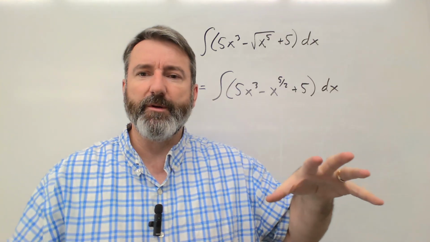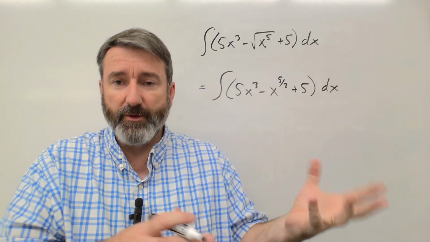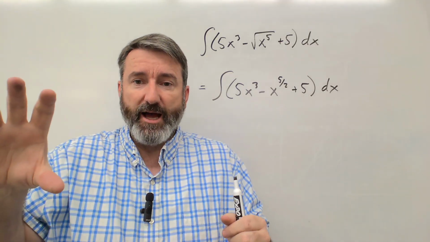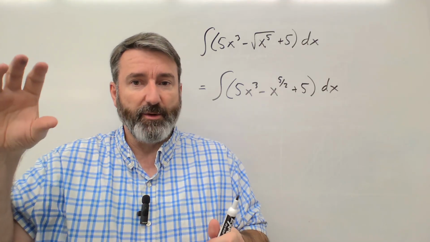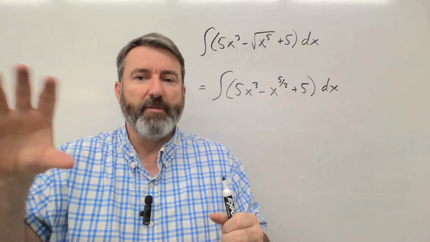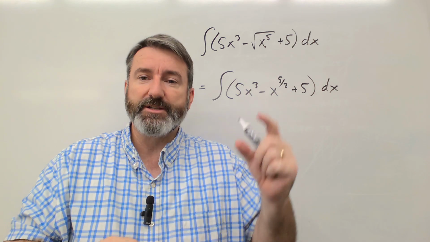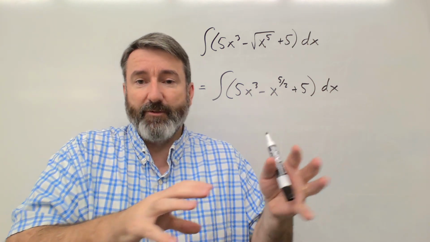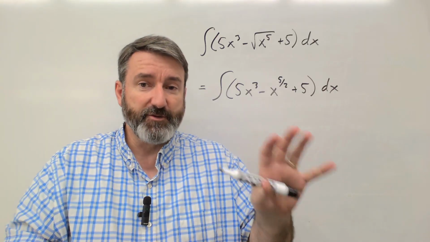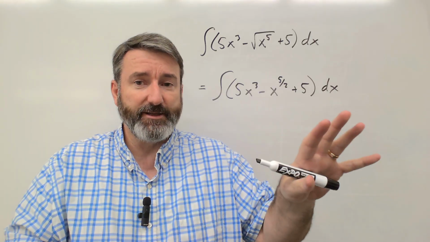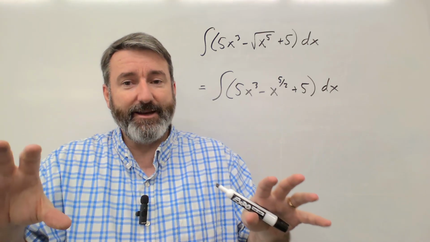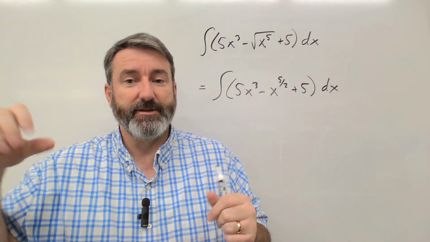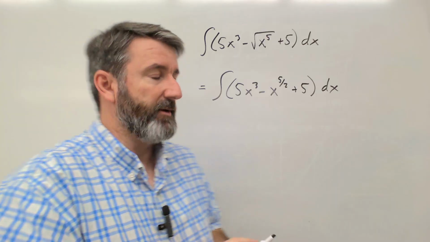So remember that the power rule with derivatives was that we first multiply by the exponent, whatever the exponent was, and then we subtract 1 from the exponent. Now we're going to do that in reverse. Instead of subtracting from the exponent, we're going to add 1 to the exponent. And then, rather than multiply by that exponent, we're going to divide by the new exponent.